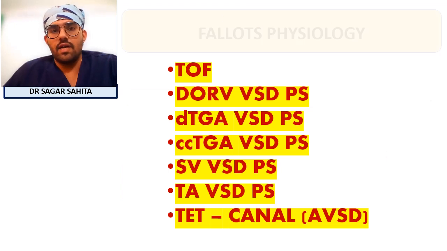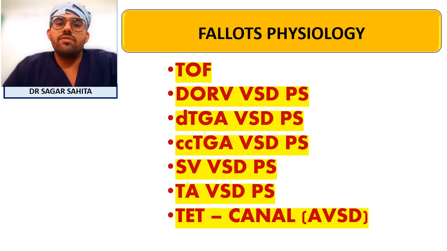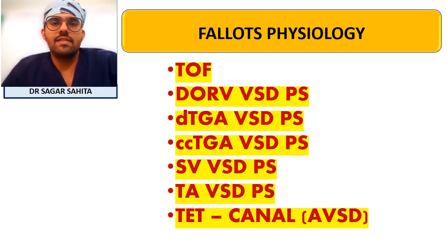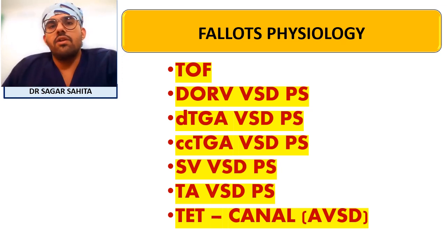So tetralogy physiology happens in tetralogy of Fallot, but also in double outlet right ventricle with VSD and PS, DTGA with VSD PS, CCTGA with VSD PS, single ventricle VSD PS, tricuspid atresia VSD PS, and also in cases of AVSD if they are associated with tetralogy, that is a TET canal. In all these lesions, there is a large unrestricted VSD, there is obstruction to pulmonary blood flow, because of which there is cyanosis. Many of these lesions will also have cyanotic spells.